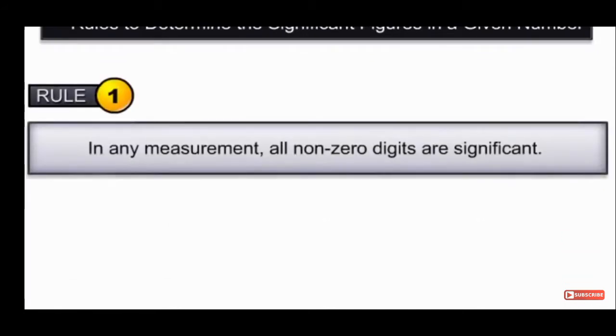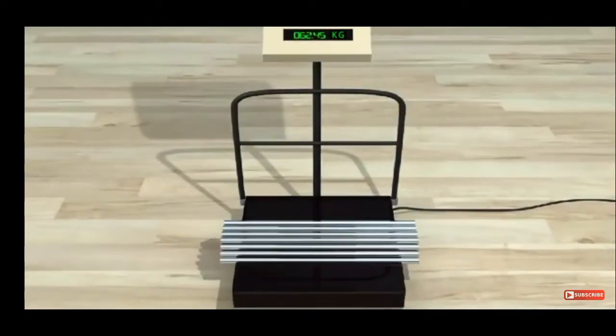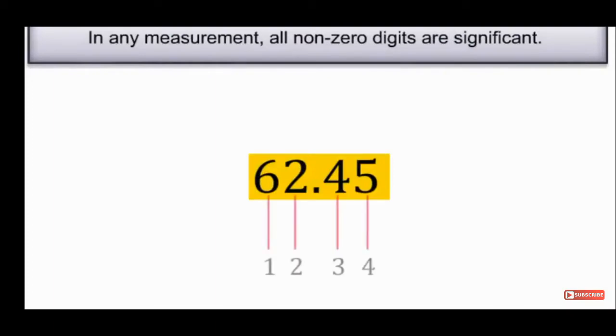The first rule says that in any measurement, all non-zero digits are significant. For example, we weighed a bar of steel that measures around 62.45 kilograms. Here, all the digits are non-zero numbers. In this number, all the 4 digits are significant figures.